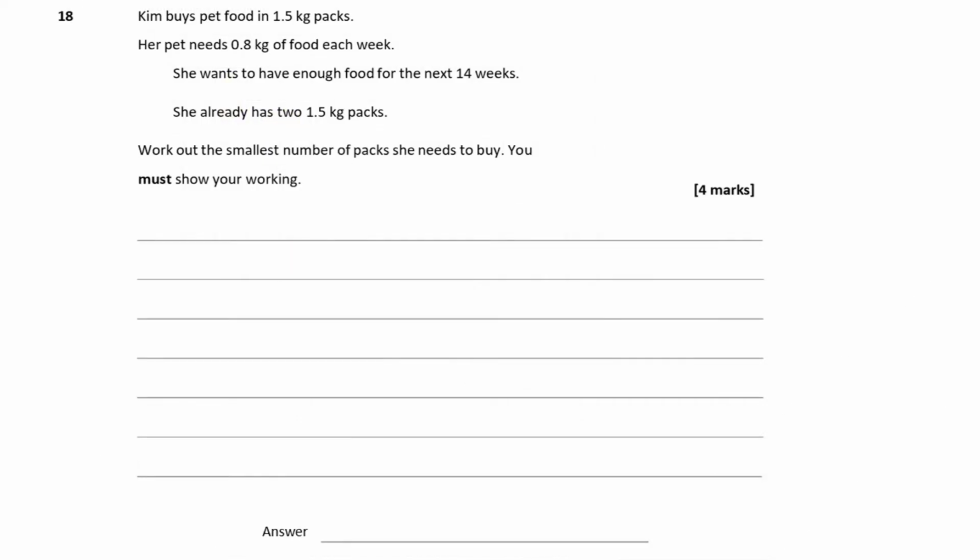Her pet needs 0.8 kilograms of food per week. She wants to have enough food for the next 14 weeks. She already has two 1.5 kilogram packs. Work out the smallest number of packs she needs to buy. You must show your working.